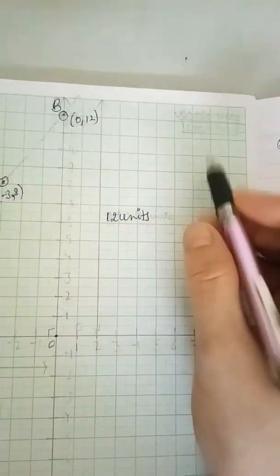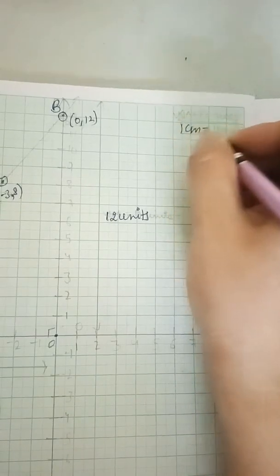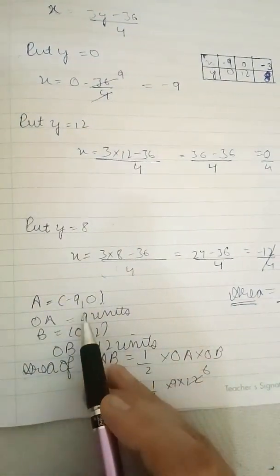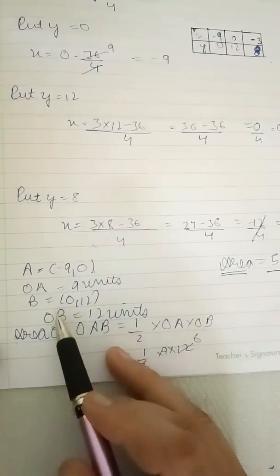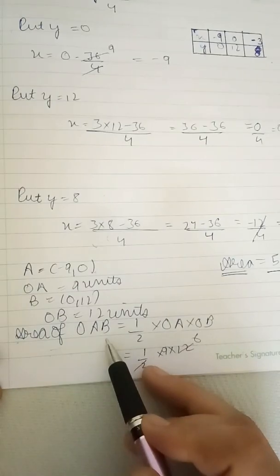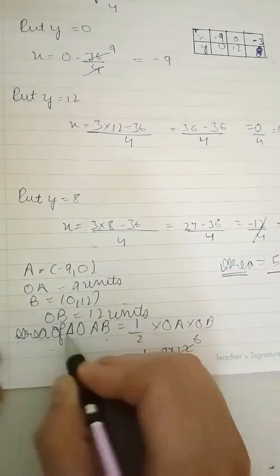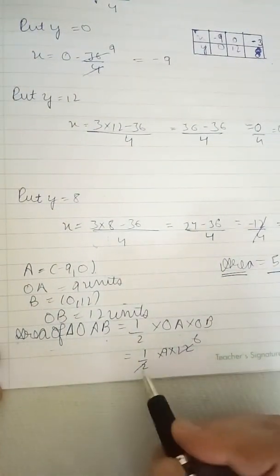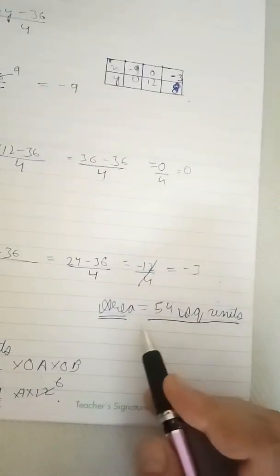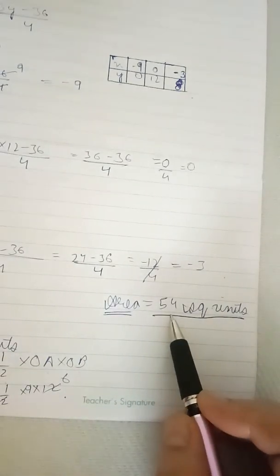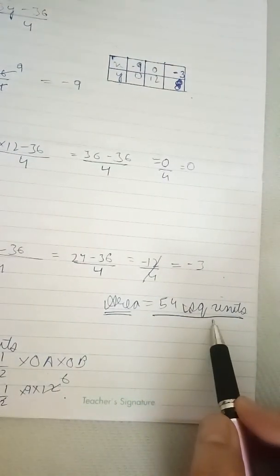So for the scale we can write 1 centimeter is equal to 1 unit, and then we can find the area by using the formula. You can see A will be (-9, 0), so OA will be 9 units, OB is 12 units. So the area of triangle OAB is half into OA into OB, half into 9 into 12, so it will cancel. So our answer is the area of the triangle is 54 square units.